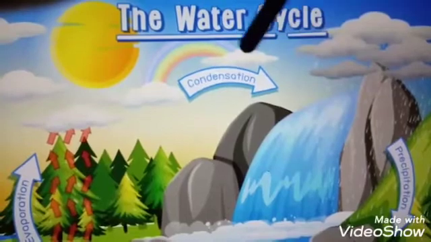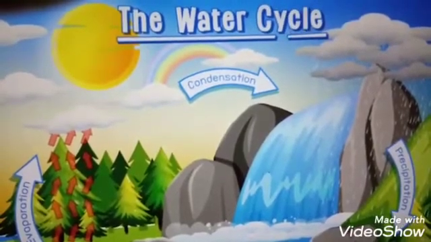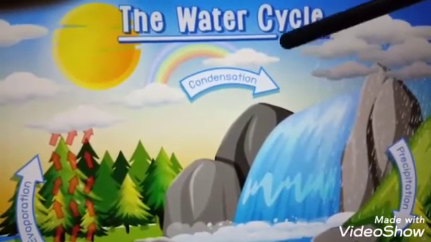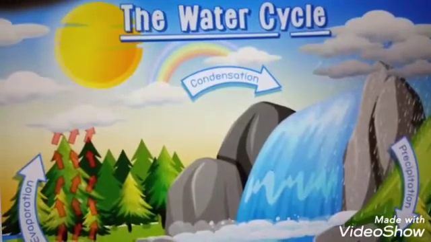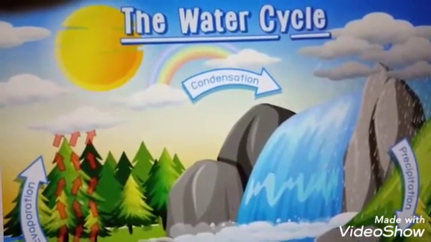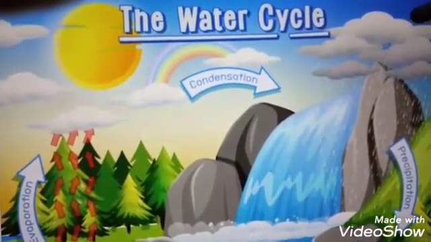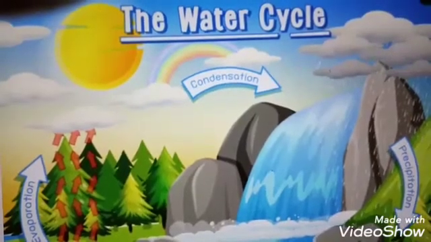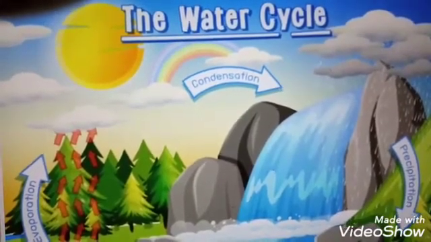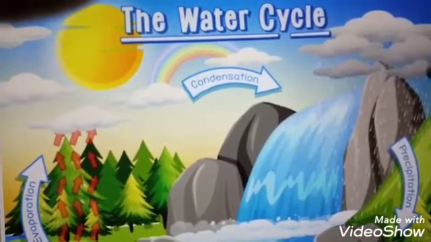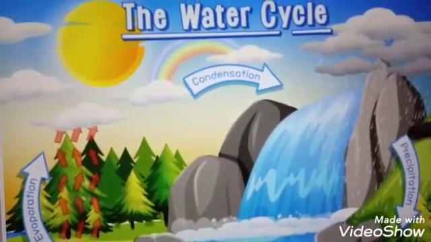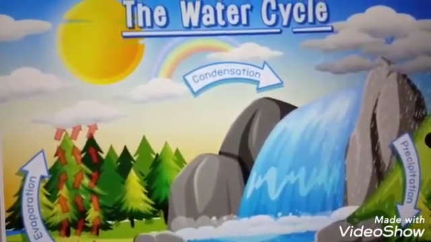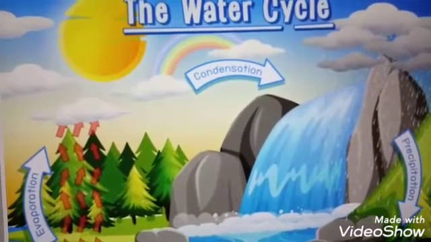Here all the water droplets together form a cloud. And when these water droplets become too heavy, they cannot hold themselves, and then they fall as rain. This process is called precipitation.